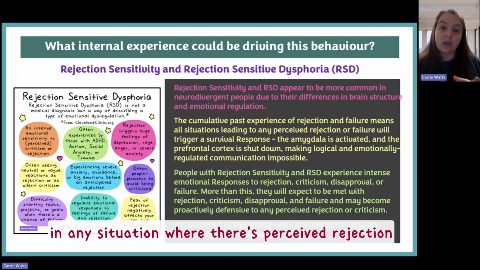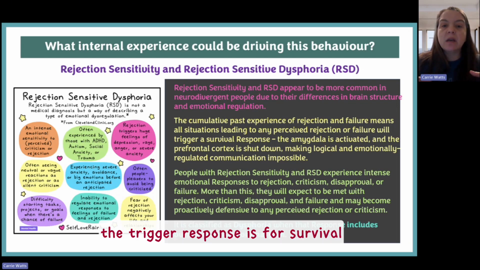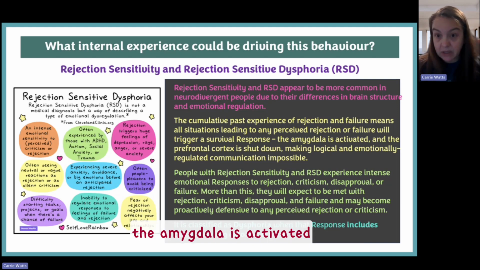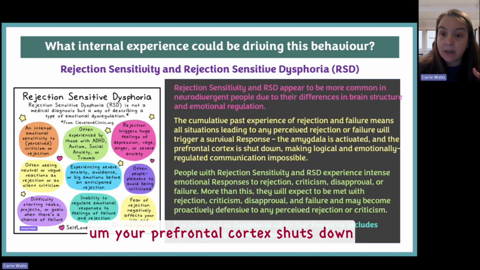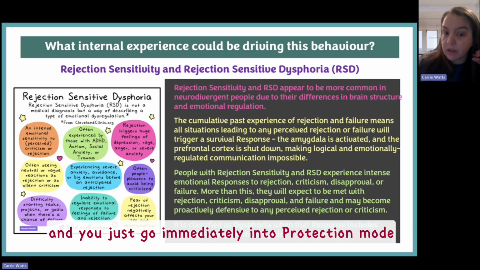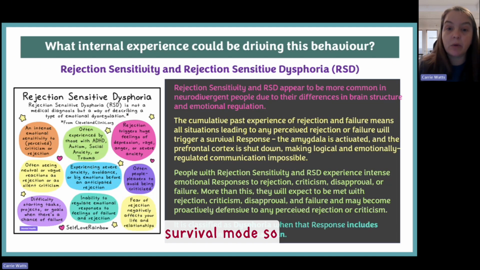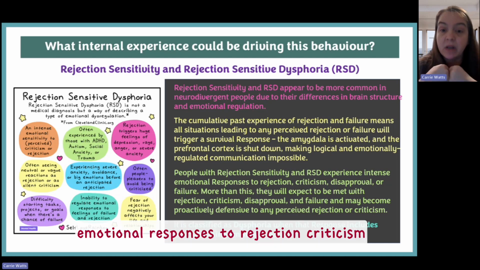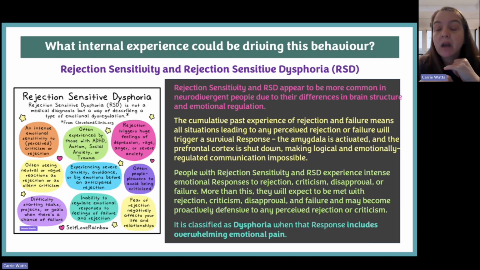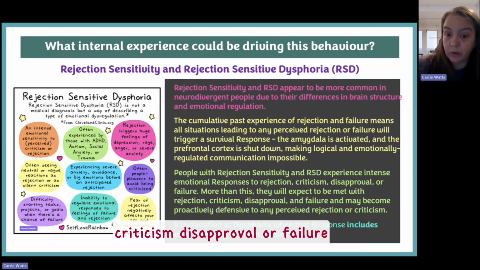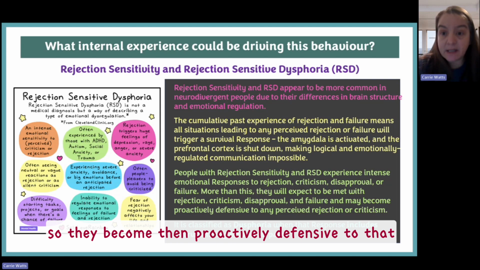That means that in any situation where there's perceived rejection, the trigger response is for survival, and it makes you go into fight, flight, freeze. So the amygdala is activated. Your prefrontal cortex shuts down, which means you can't be rational about things, and you just go immediately into protection mode, survival mode. So people with rejection sensitivity and RSD experience intense emotional responses to rejection, criticism, disapproval, and failure, and anything that they can perceive as rejection, criticism, disapproval, or failure. So they become proactively defensive to that.